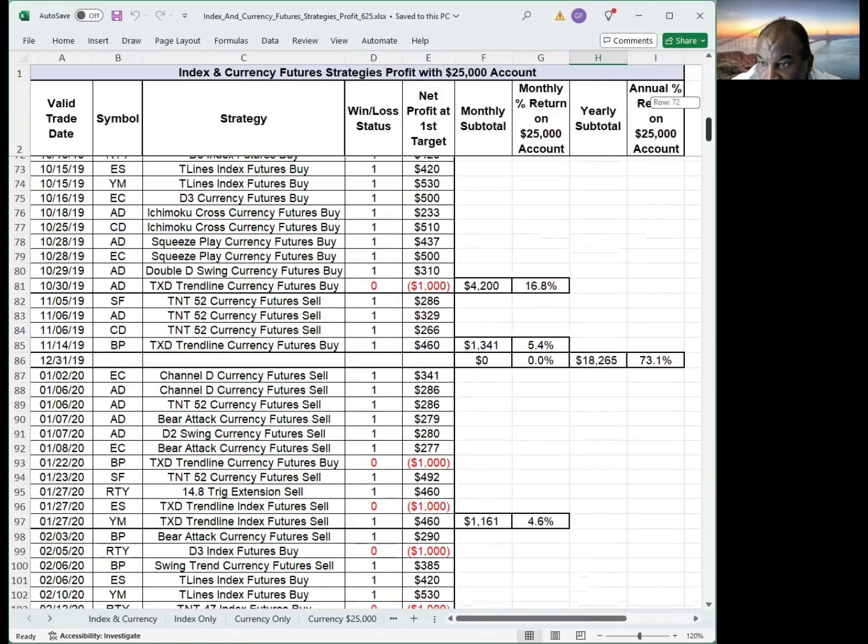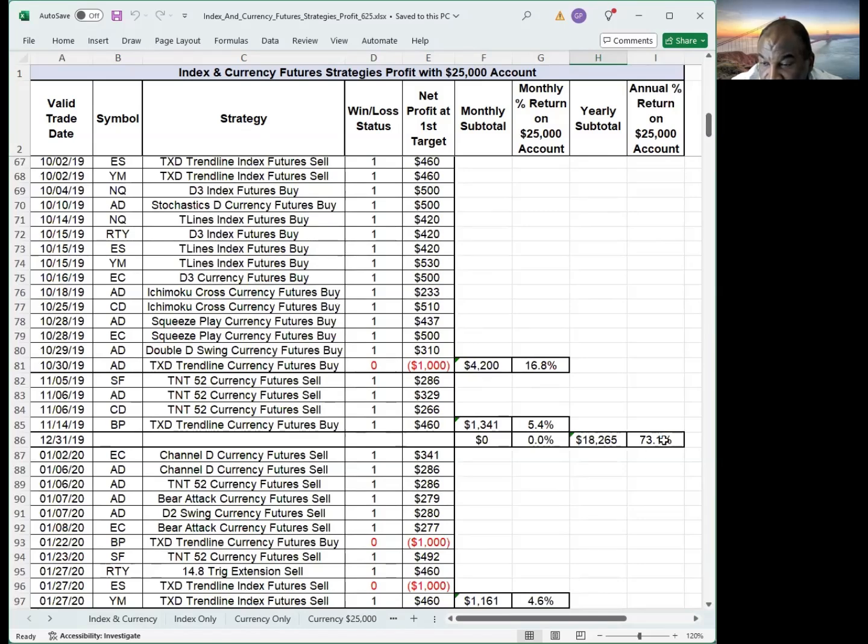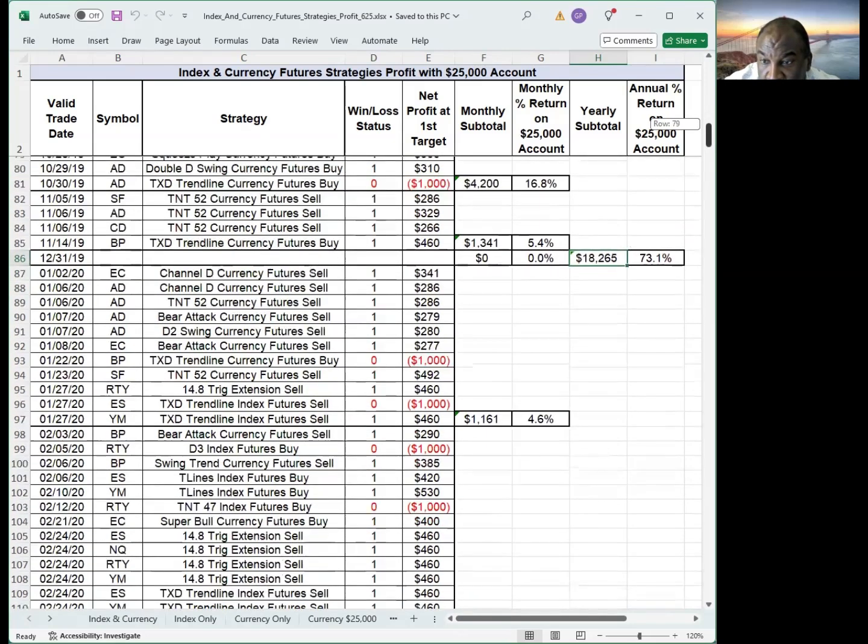When the year was done, 73% return on account. This was a profit on a 25 grand account. If it was a 50 grand account, then this would be $36,000. If it was a $100,000 account, then it would be $72,000. If it was a 10 grand account, then it would be whatever percentage that is for a 10 grand account, $7,000. Okay? Doesn't matter the account size, it's percent return. And we can trade small with currency futures.